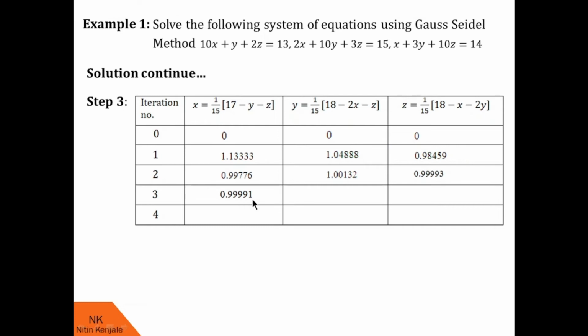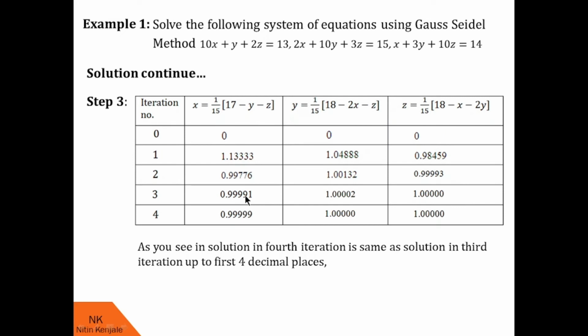0.99991. Similarly, over here, we substitute this value of x and this value of z to get y3 as 1.00002. Next, we substitute this value of x and this value of y in this equation to get z3 equal to 1.00000. Continuing this process for next iteration, we saw these are the values of x4, y4 and z4. After this, I stopped finding further iterations because I saw that in these 2 successive iterations, solution is matching up to 4 decimal places.